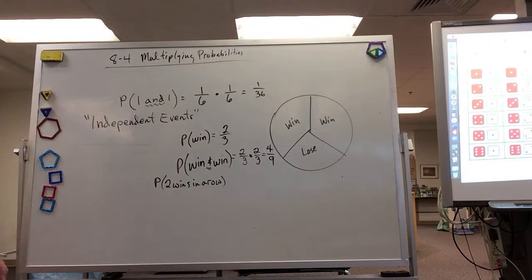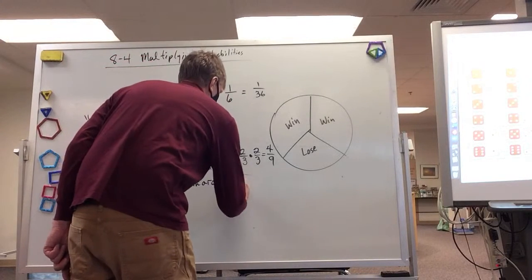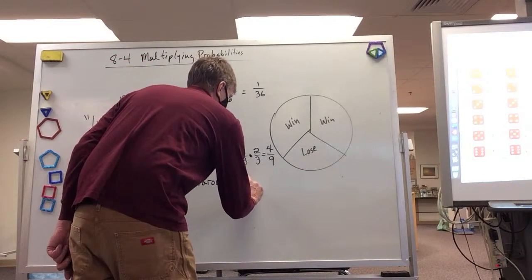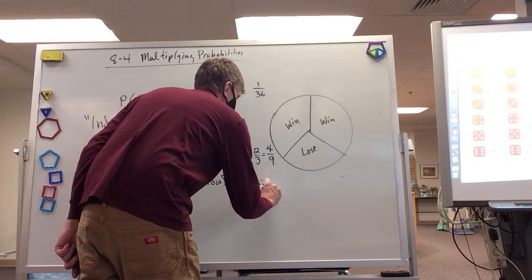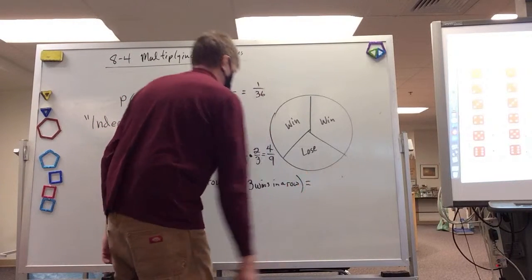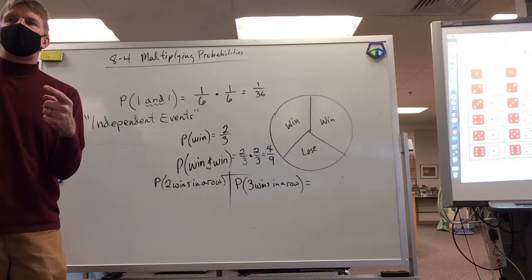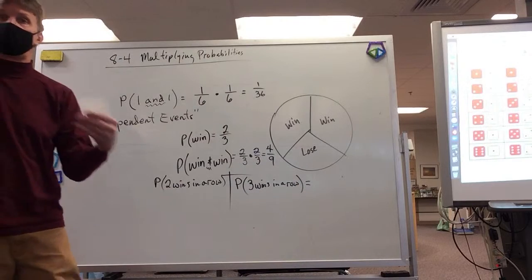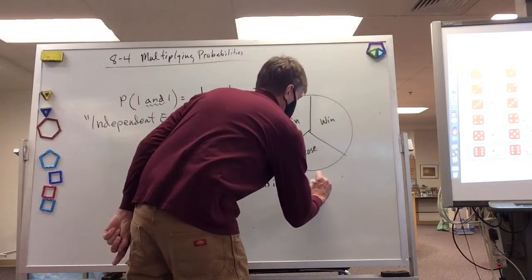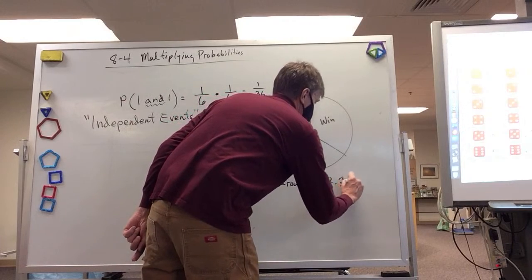What about 3 or 4 times in a row? Let's do that. So what's the probability of 3 wins in a row? Well, each time we spin, it's independent, so we multiply them. So that would be 2/3 times 2/3 times 2/3.